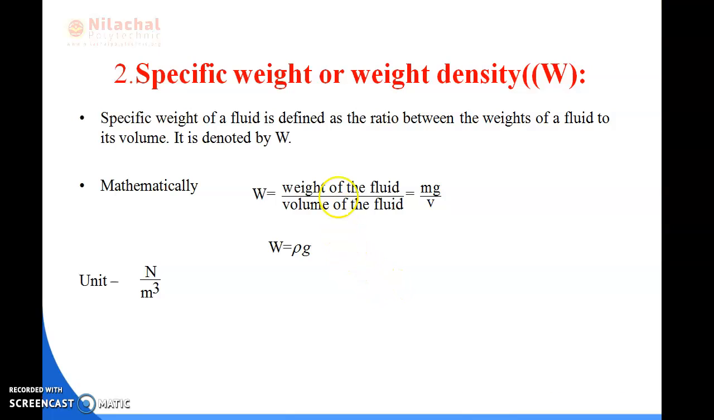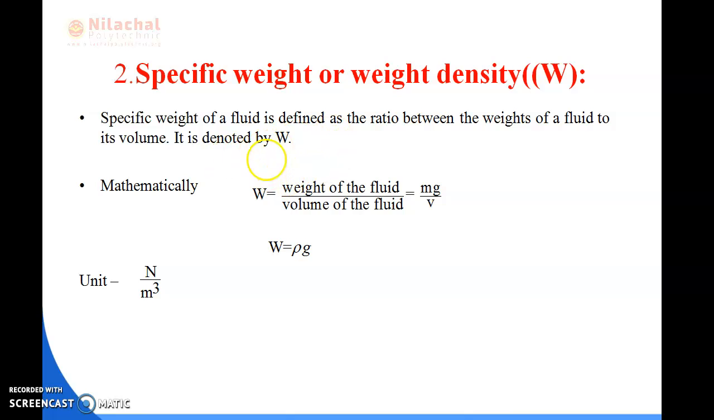Then we will go to the specific weight or weight density, and the notation of the specific weight is W. The specific weight of a fluid is defined as the ratio between the weight of the fluid to its volume. It is denoted by W. So mathematically you represent W is equal to the weight of the fluid to the volume of the fluid.